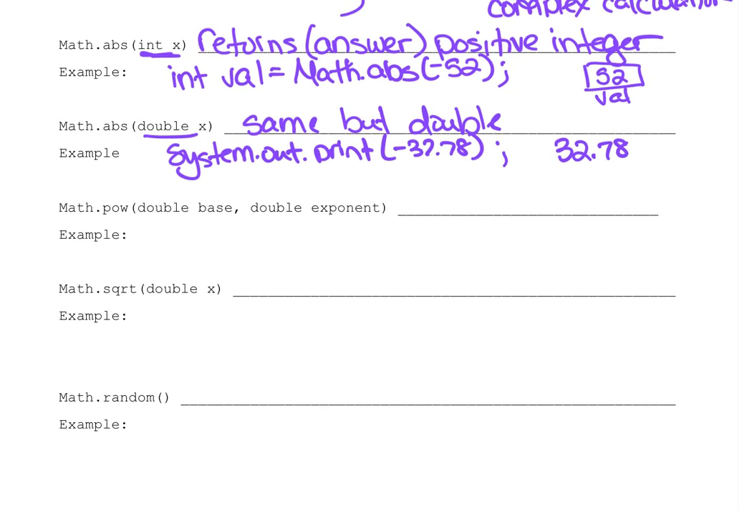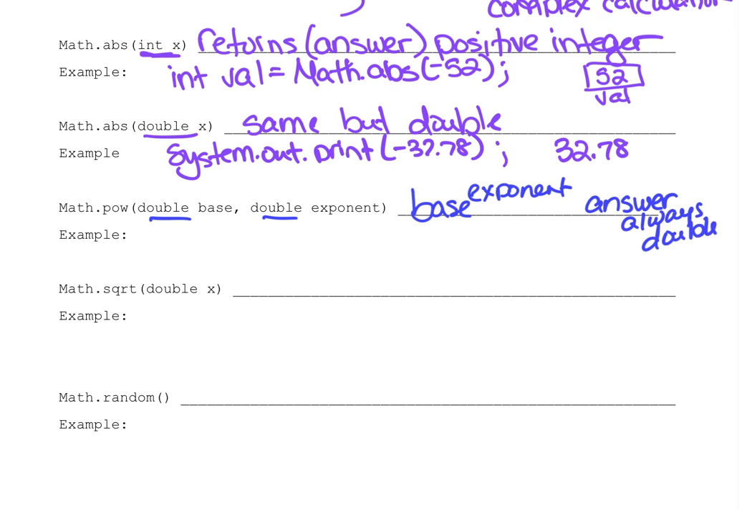We have power. Power is your exponent. I'm going to switch to blue. Power is your exponent, so it's just going to do base to the exponent. Both of these can be doubles, so that's handy. And it always returns, or the answer is always a double, even if you put an integer in, and they're both integers.